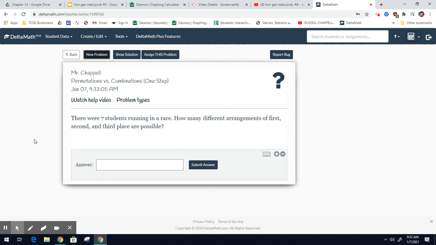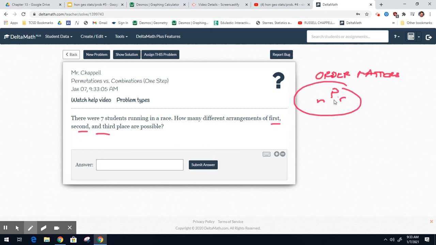Okay, so here we go. There were 7 students running in a race. How many different arrangements of first, second, and third place are possible? Because we're talking about first, second, or third place, this means order matters. And if order matters, that means we're doing a permutation, nPr.